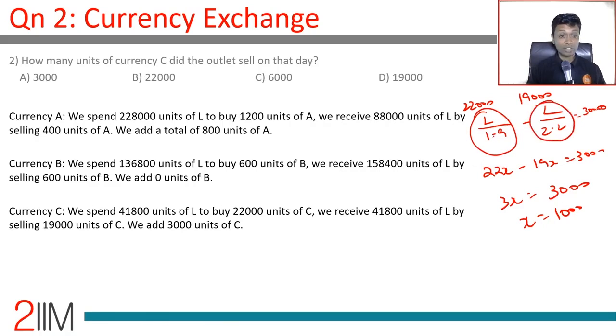How many units of currency C did the outlet sell on that day? How many did they sell? They bought some number of units, they sold some number of units. They bought more than they sold by 3000. They bought 22,000 and sold 19,000. This answer, choice D.